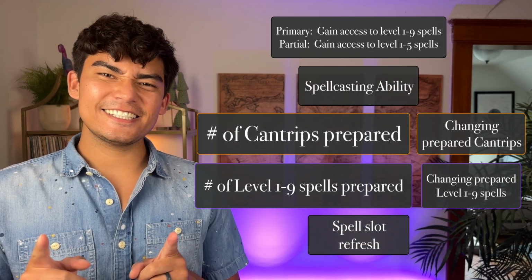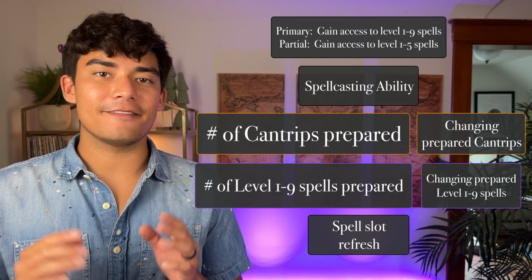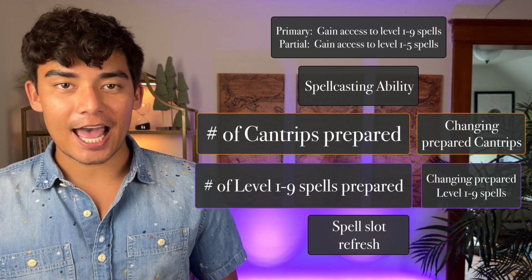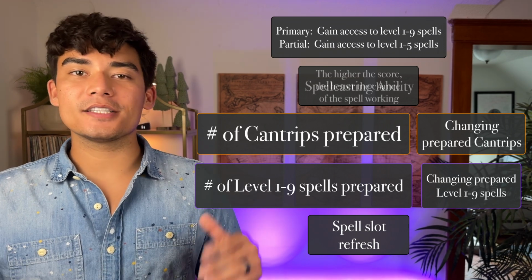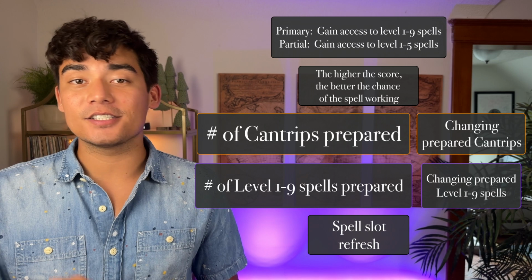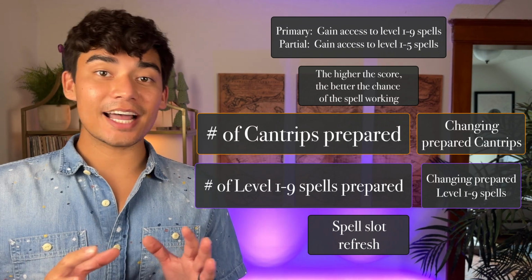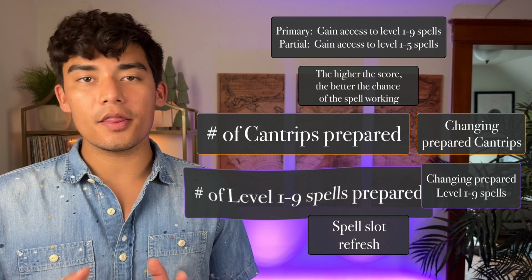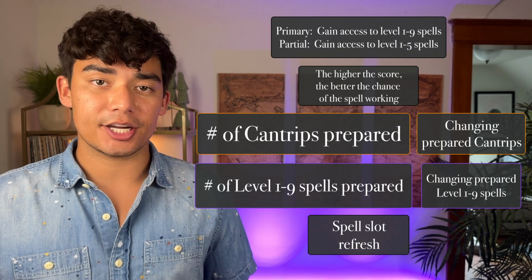Spellcasting ability. This is the ability score that affects your character's spell save DC and spell attack modifier. Basically, you want a high score in this ability because it will increase the chance of your spell working. Next, I will cover the number of cantrips and the number of level 1 through 9 spells that your character can prepare.